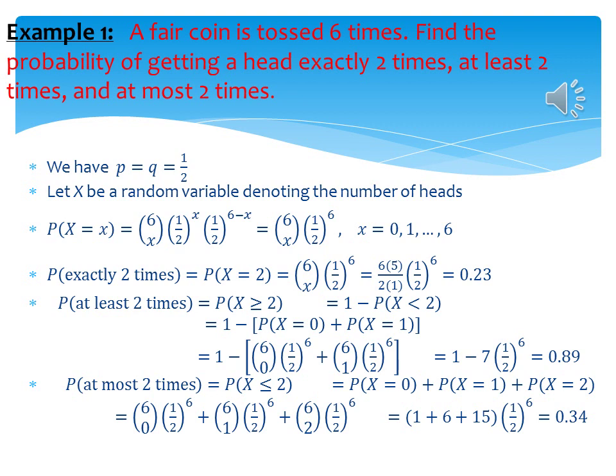Required number 3. What is the probability of at most 2 times? At most 2 means less than or equal to 2. So we have to calculate the probability of x equal 0, the probability of x equal 1, and the probability of x equal 2. Calculate it, we get the result.